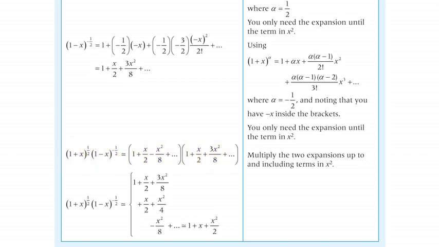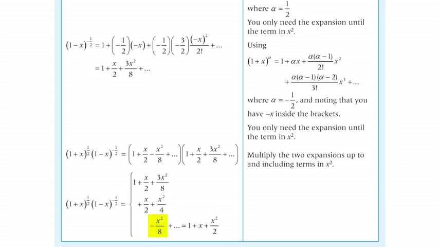Multiply out the 2 expansions up to and including terms in x squared. As you multiply, write like terms underneath each other, as follows. 1 plus x divided by 2 plus 3x squared divided by 8. The first factor multiplied by 1 from the second factor. Plus x divided by 2 plus x squared divided by 4. The first factor multiplied by x divided by 2 from the second factor up to the term in x squared.